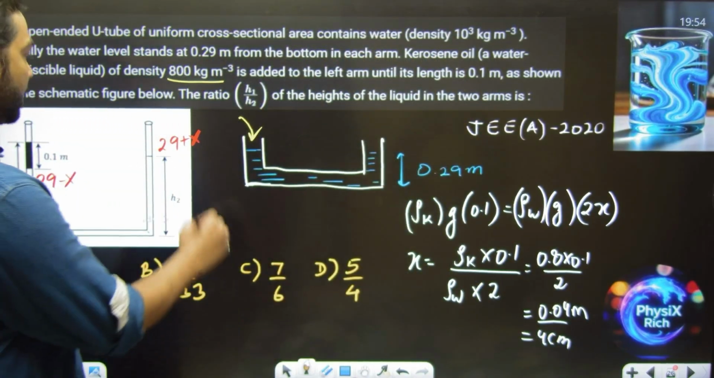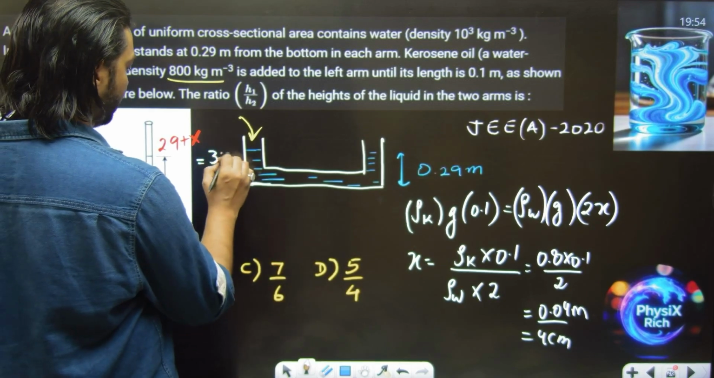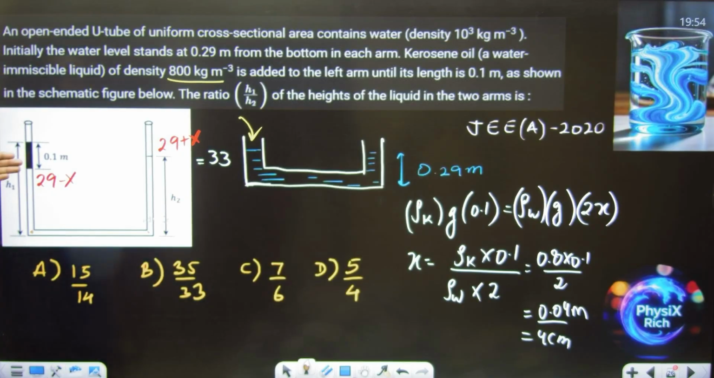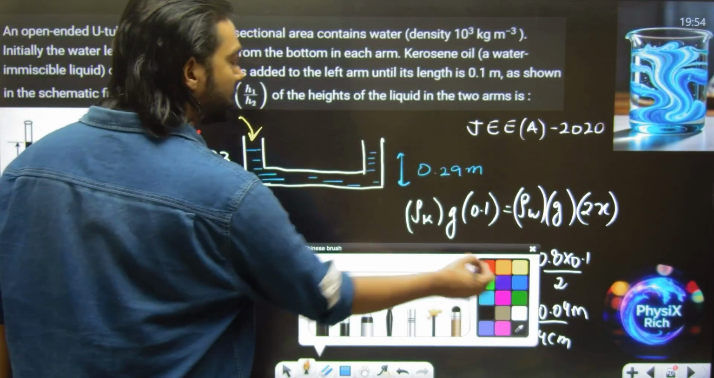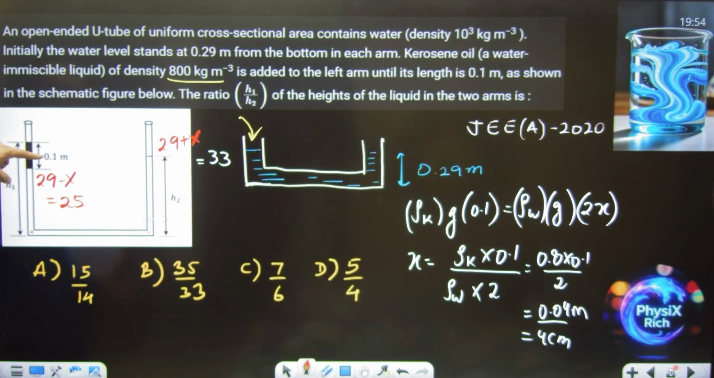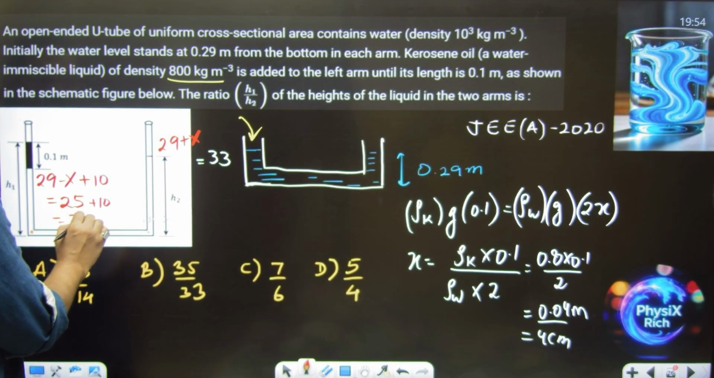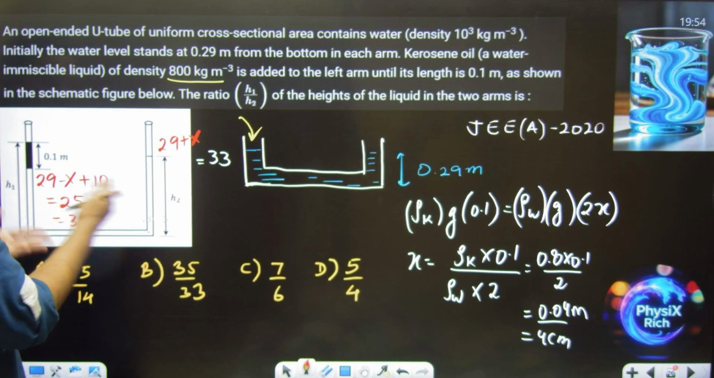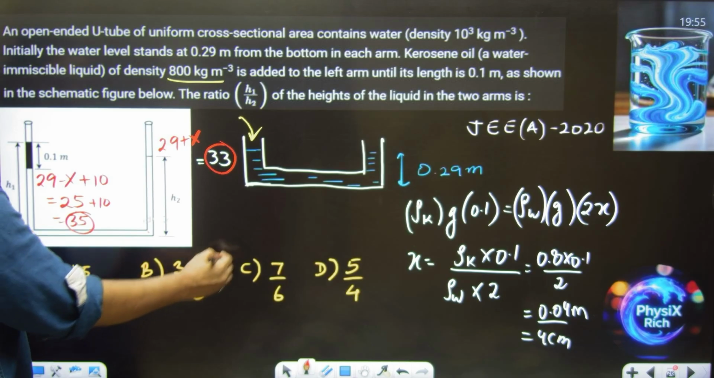So this must be 29 plus 4, which is 33. And this is 29 minus 4, which is 25. But you see there is a 0.1 meter on top of it. So 25 plus 10, that is 29 minus x plus 10, which is 35. So what is H1 by H2? H1 is 35 and H2 is 33. So 35 by 33 is our answer.